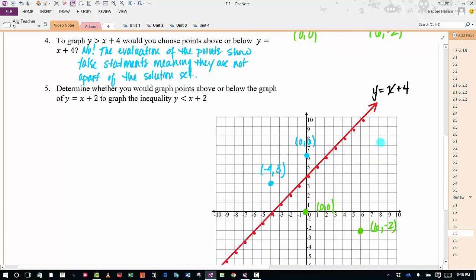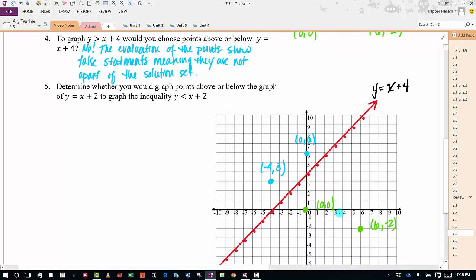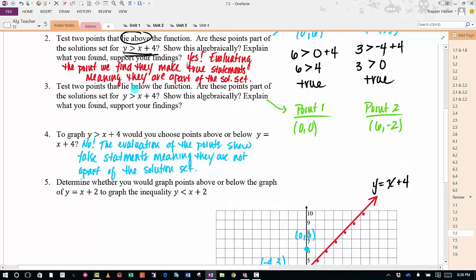So I picked the point 0, 0. Again, here are the green ones. These are below the line because that's what this says here. Pick some points that lie below the line. And let's plug them back into the same exact inequality. So 0 is greater than 0 plus 4. Again, just plugging in my x and my y there. So looking at that, it says 0 is greater than 4. Is that true? No, that's false.